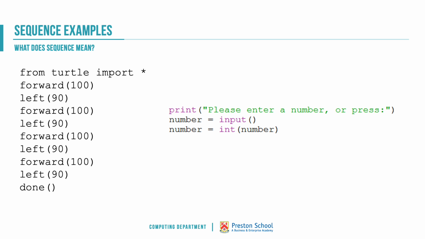On the right hand side, print "please enter a number", number equals input, and then number equals int(number) to convert it to an integer or a whole number. Both of those programs are using sequencing. All of the lines always take place, and they always take place in that order.